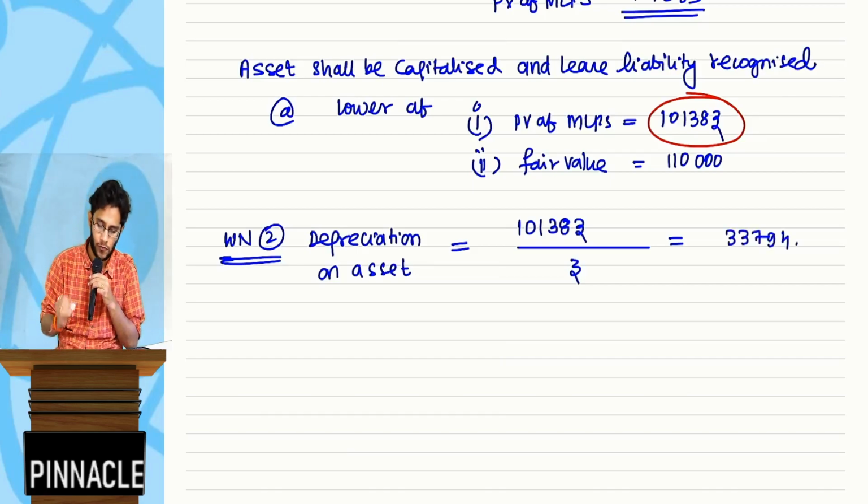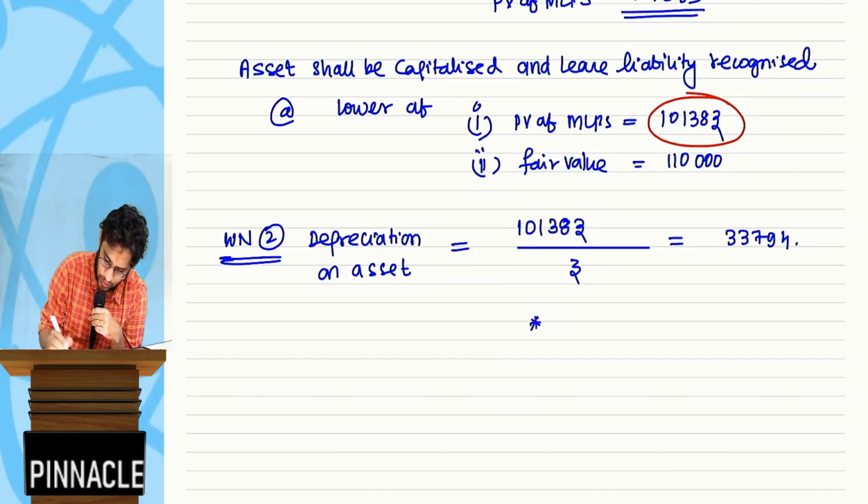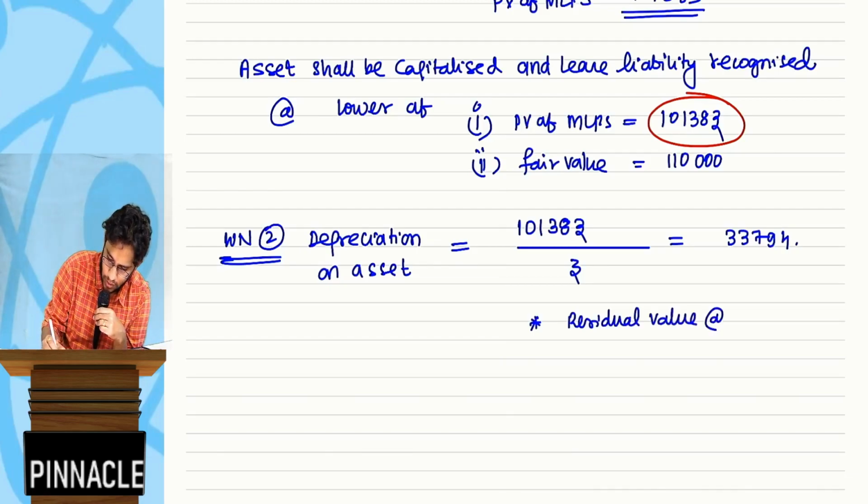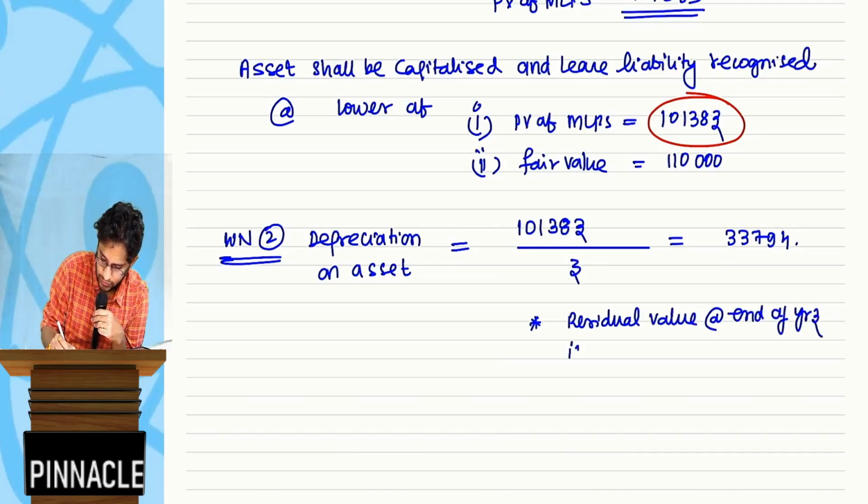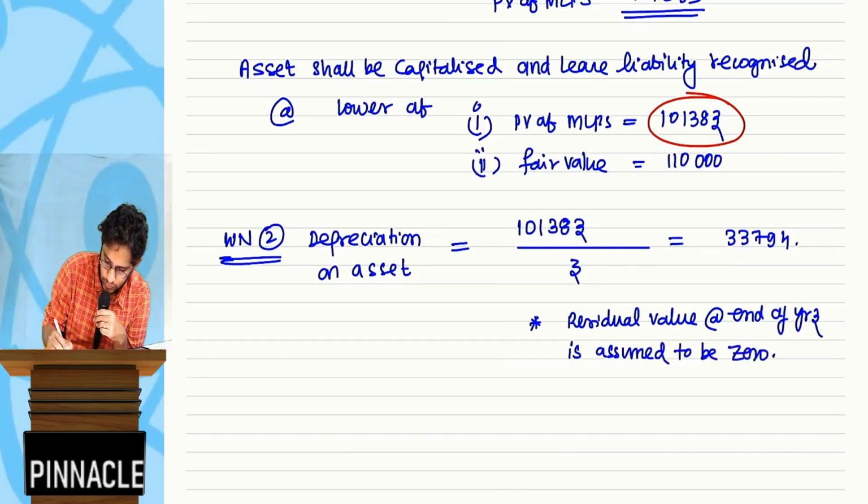33,794. Here I'm writing one point. Residual value at end of year 3 is assumed to be 0, even though we promised rupees 10,000.